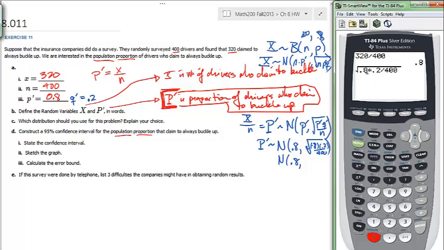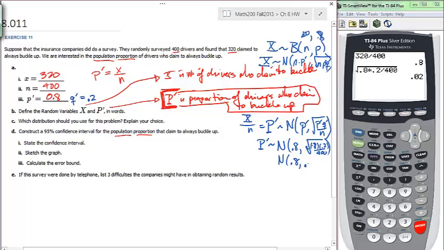So we don't have to worry about parentheses within the square root with a fraction because it's all multiplication. There's no addition or subtraction going on. And that gives us 0.02, so that's our standard deviation. Okay, so that's part C, where it would be a good idea to use the population proportion.